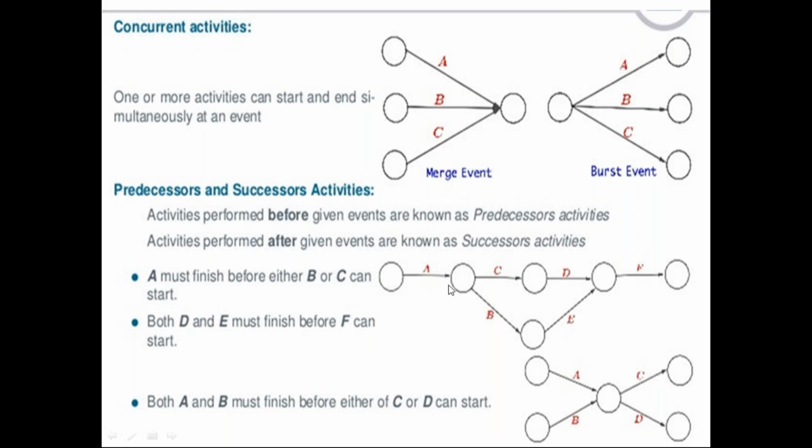A must finish before B and C can start. So A is the predecessor of the C and B activities. Then we can see that both D and E must finish before F. So D and E are the predecessors of the F activity, and F is the successor of D and E activities. And there is a condition that both A and B must finish before either C or D can start.